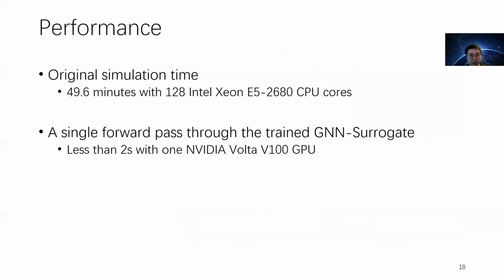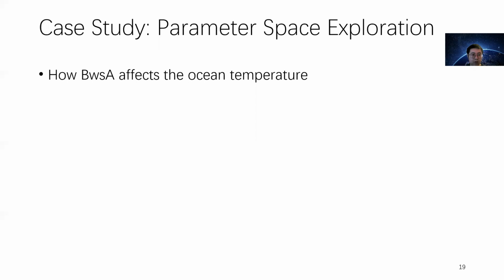After training, a single forward pass through our trained GNN-Surrogate takes less than 2 seconds, instead of the roughly 15 minutes it would take to directly compute the simulation output on a large cluster of CPUs. In our case study, an oceanographer examined how BWSA, the most sensitive parameter, affects the ocean temperature. He fixed other parameters and sampled the BWSA from a set of 0, 1, 3, 5.